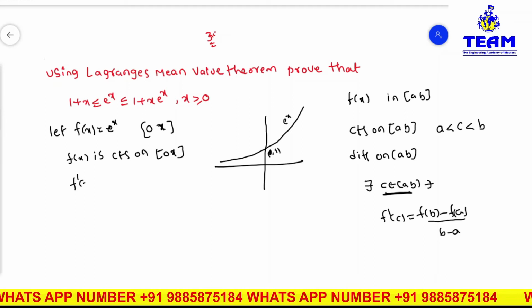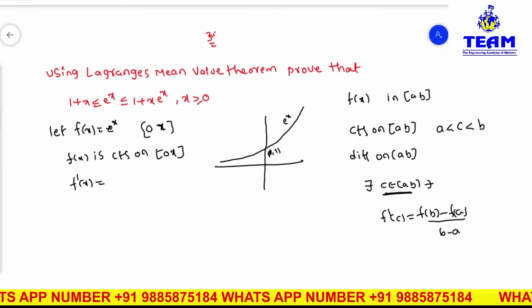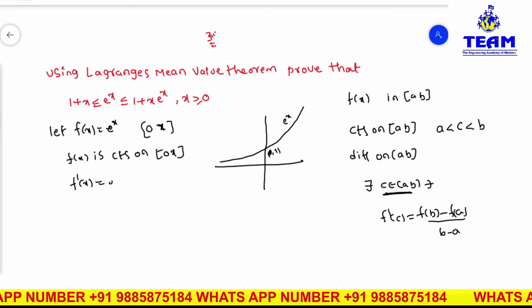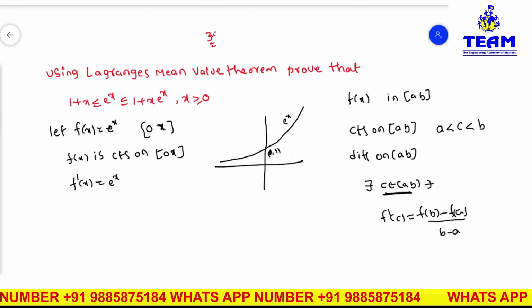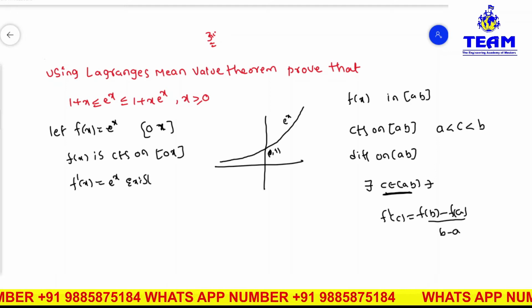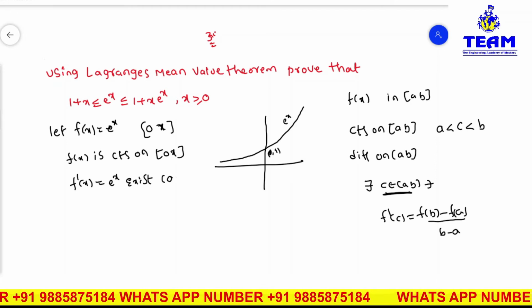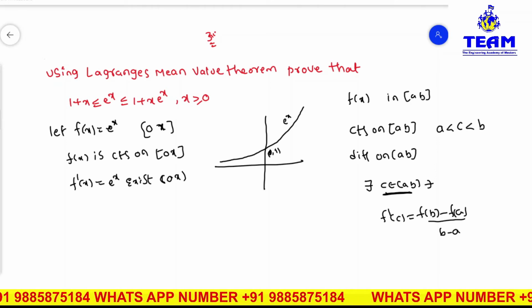Next, f dash of x is what you have? f of x derivative f dash of x. That is e power x derivative. We have only e power x. So e power x exists or not? Yes. So you can say which exists on open interval 0 comma x.